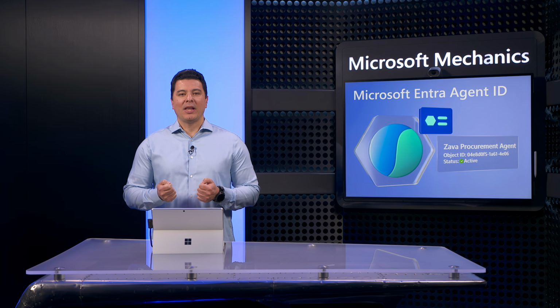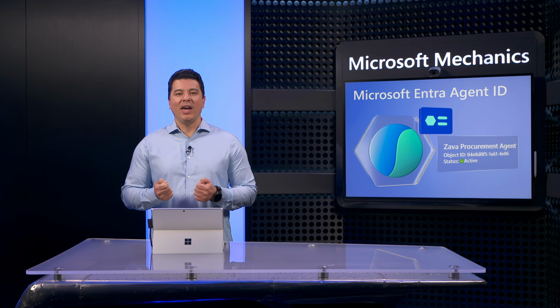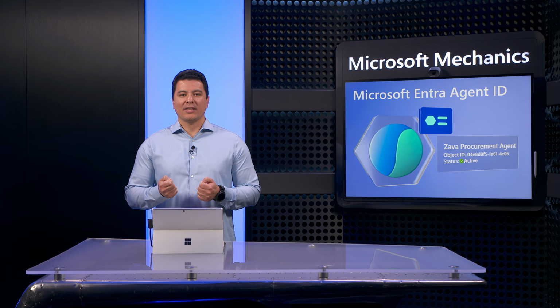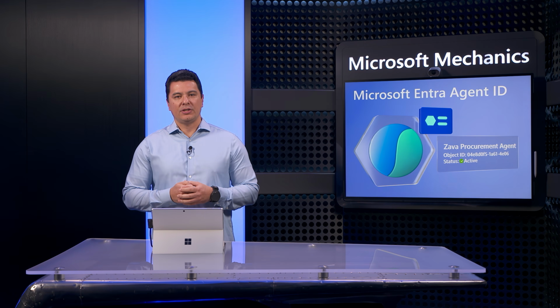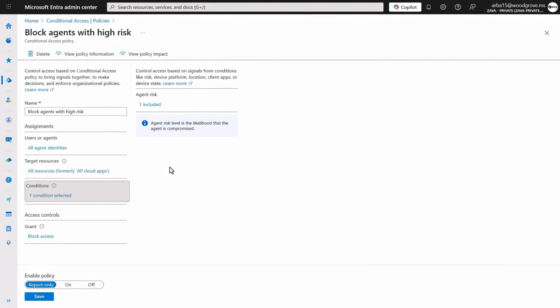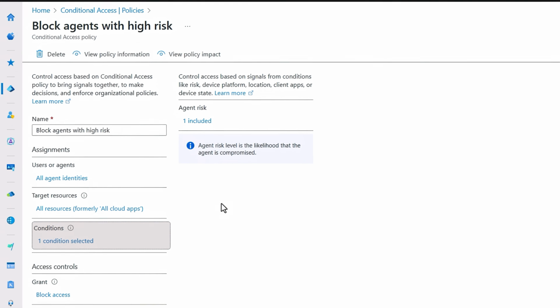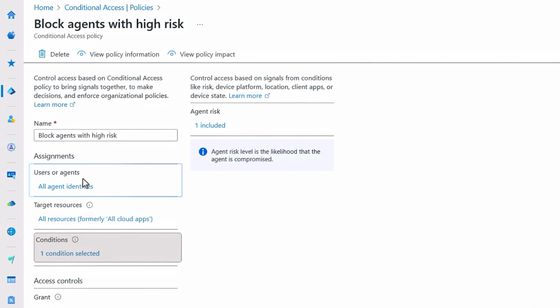We can also apply broader policies for all agents at risk to protect against a sponsor account being compromised and giving the agent malicious instructions. I'll move over to another conditional access policy that I've started. Just notice the identities in scope are again all agents. Target resources are all resources.